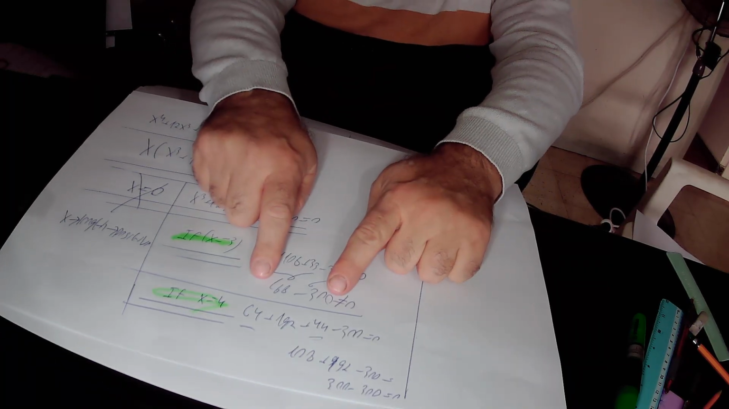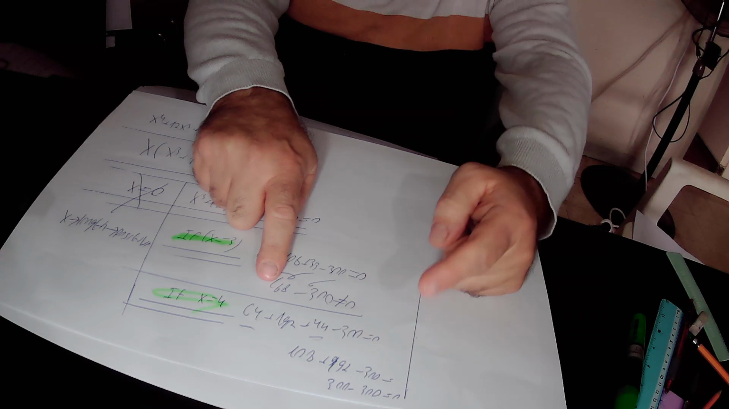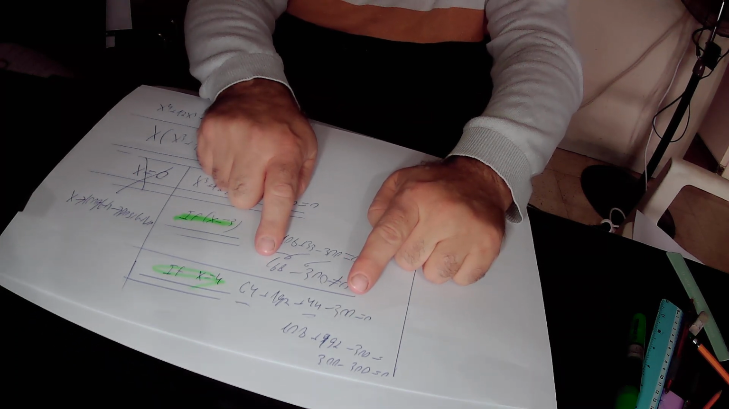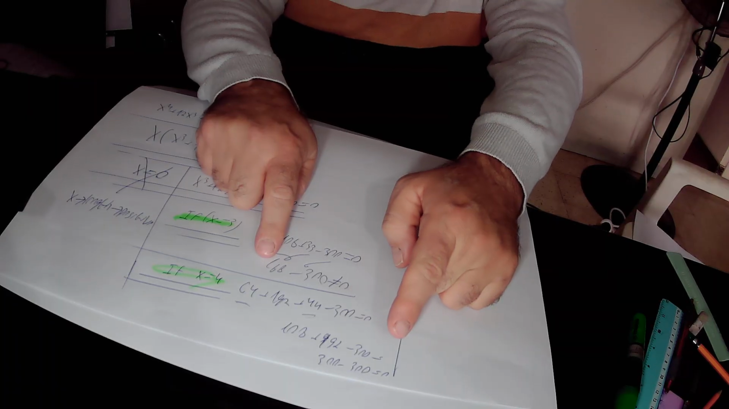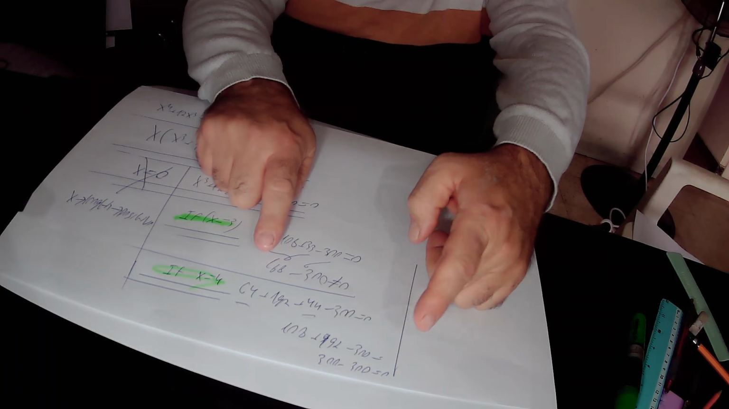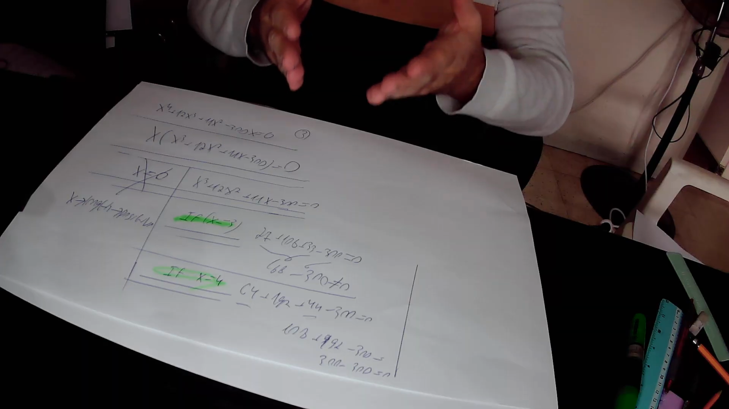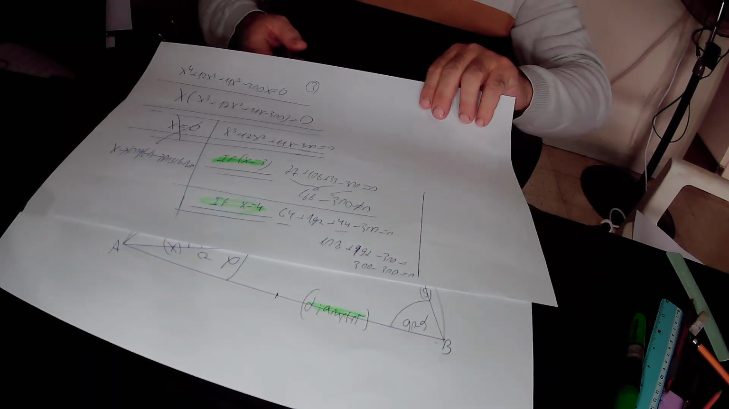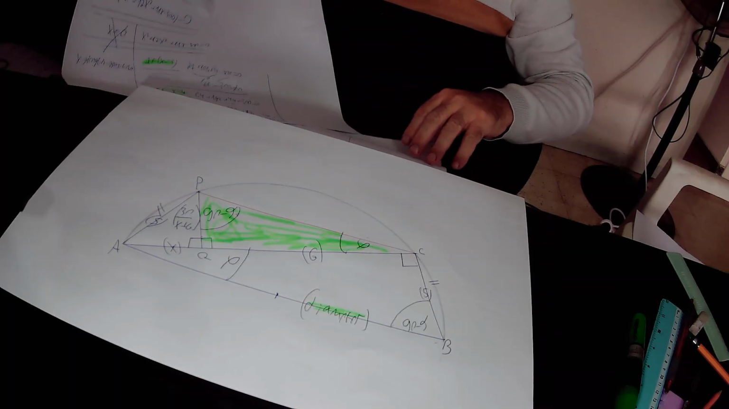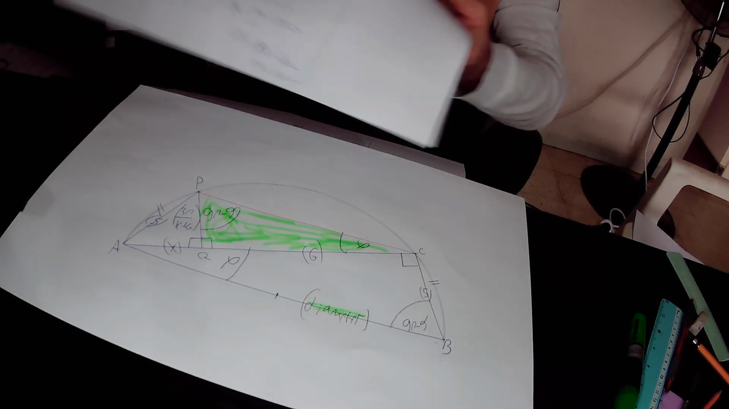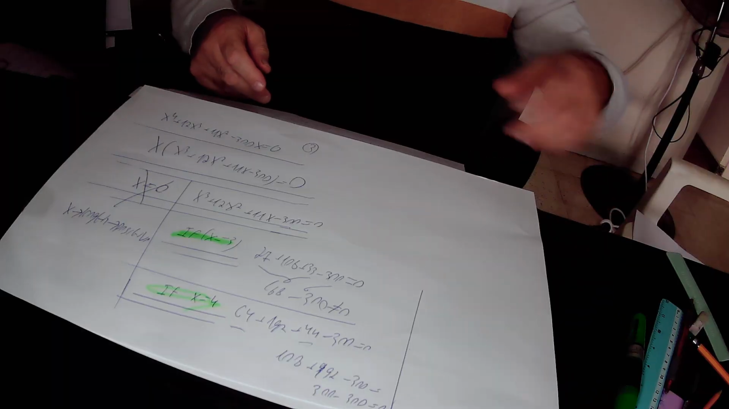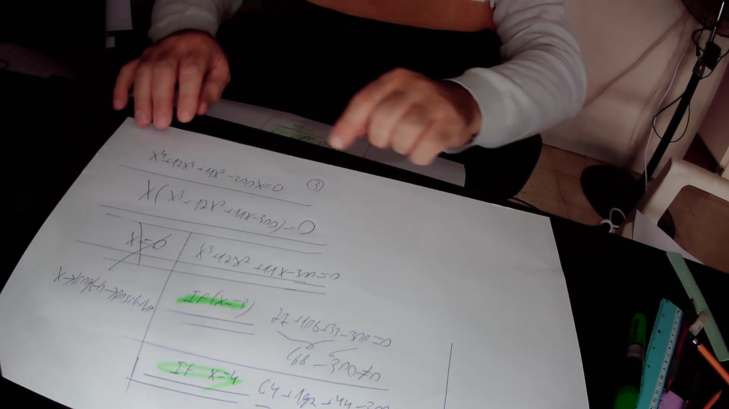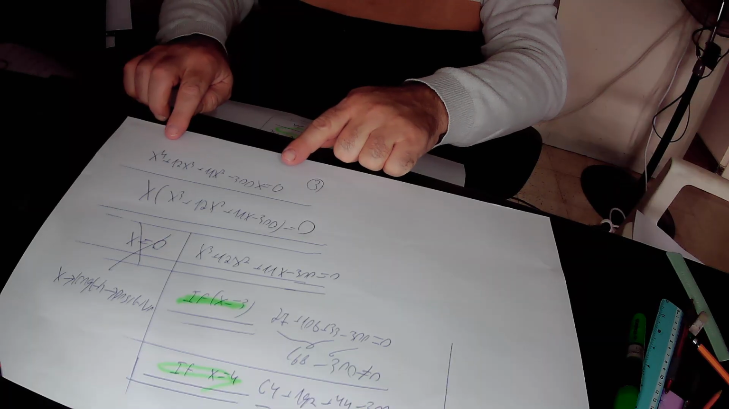64 plus 44 is 108, plus 192 is 300, and 300 minus 300 indeed equals 0. So x equals 4 solves this equation. And therefore, because x equals 4 solves this equation, we can present this equation in a different way.